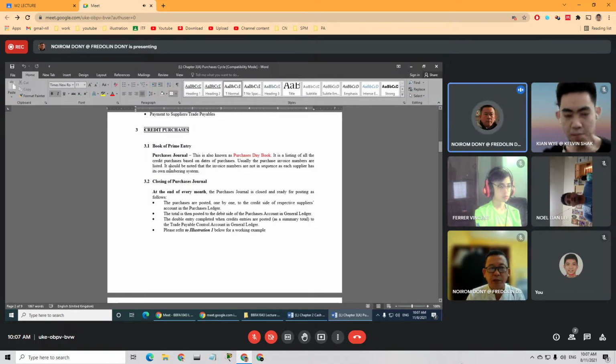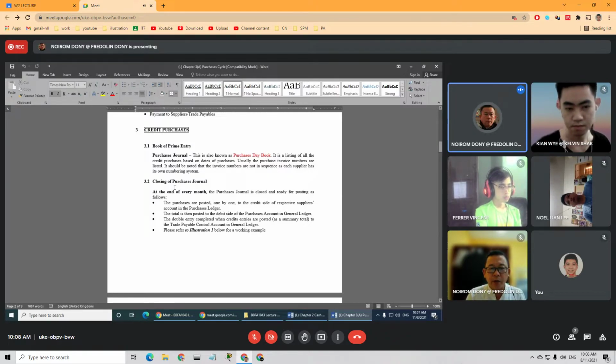Okay, we have purchases invoice number. For easy reference, it should be noted that the invoice numbers are not in sequence. Of course, the invoice number is not in sequence because we are receiving the purchase invoice from the supplier, which is not within our control. So the number will be based on their own numbering system, not our numbering system. That's why it's different, not in sequence.